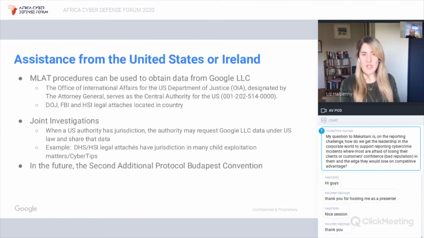Therefore, the main way in which most law enforcement, and indeed individuals, can get information from Google, including content and non-content data, is to go through the mutual legal assistance process with the US. The way you would do that, and I'm sure many of you will know, is to apply to the Office of International Affairs, which is part of the US Department of Justice. It's designated as the central authority for US requests. Similarly, if you're looking for data from an EU user, from Google Ireland Limited, you can only go through the Department of Justice in Ireland through the mutual legal assistance process.